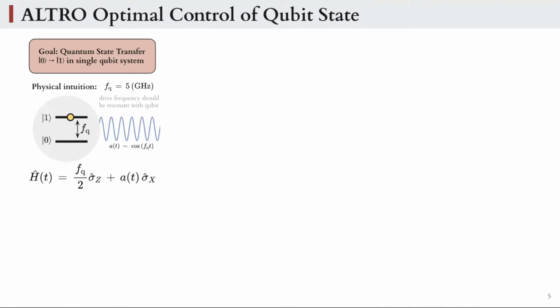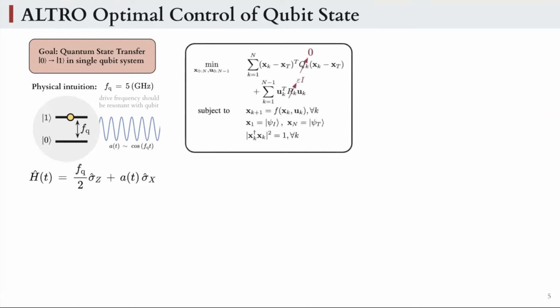If we look at the cost function associated with this problem, then we see that it boils down to a penalty on the amplitude of the controlled drives. The constraints, however, are a bit more interesting. The first of which says that we must satisfy the dynamics of the system. The second says that we must start in the desired initial state and end in the desired target state. And finally, we want our states to be normalized at all times.